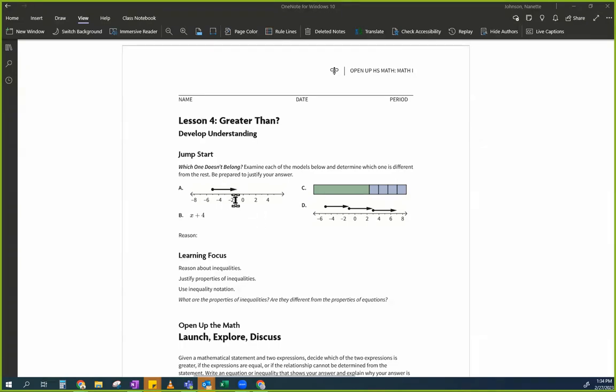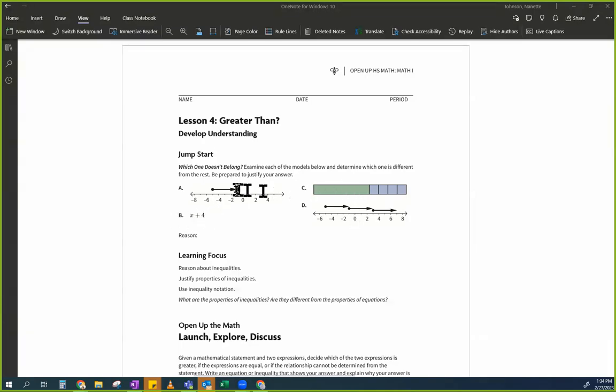So maybe someone says, "Hey, Miss Johnson, I think that the C doesn't belong because this is a number line, this is a number line, and you can graph this on a number line, Miss Johnson, right? But this one you cannot, right?" So that could be one reason because it looks physically different. I'd probably argue this one as well because, hey, look, this is the only one that's an expression.